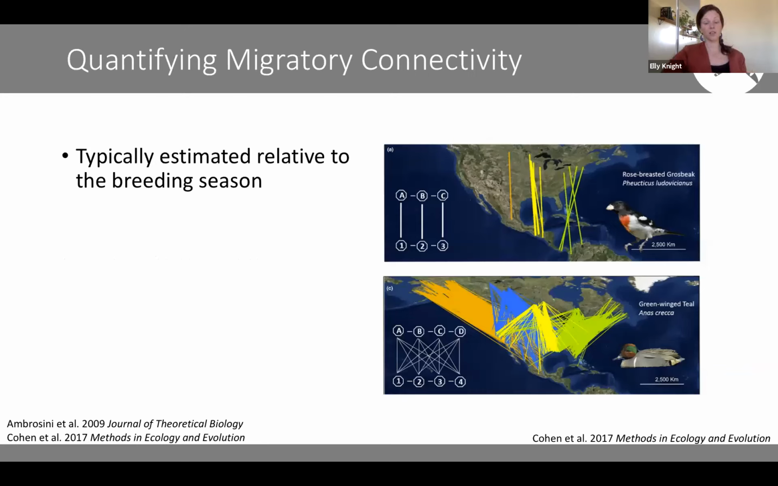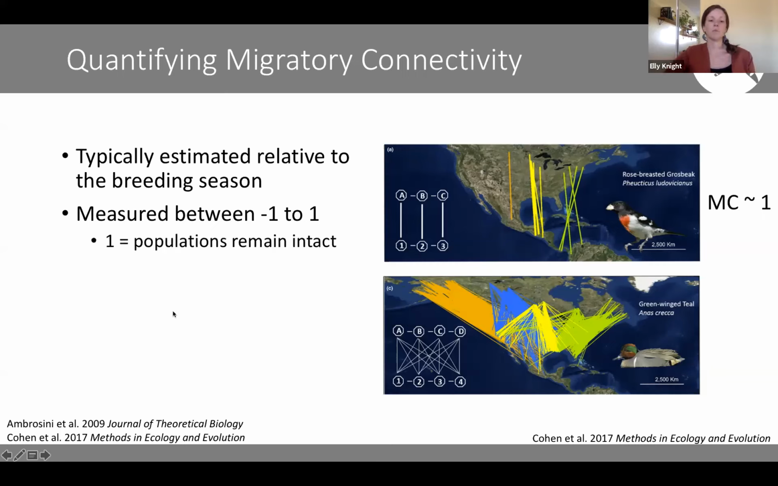Now, migratory connectivity is often described as high or low, or Autumn Lynn said strong versus weak. But those are qualitative descriptors that do have the potential to be subjective. So instead, we can quantify migratory connectivity, which is typically done relative to populations on the breeding grounds. And there's a couple different approaches to quantifying migratory connectivity. The one I'm using today is based on the Mantel test, which is essentially a correlation of two distance matrices. But regardless of approach, they all provide an estimate of migratory connectivity between -1 and 1.